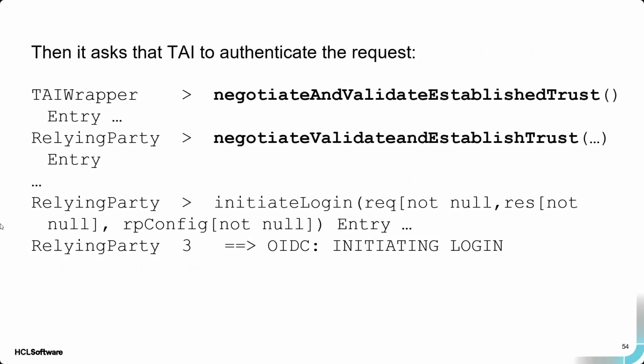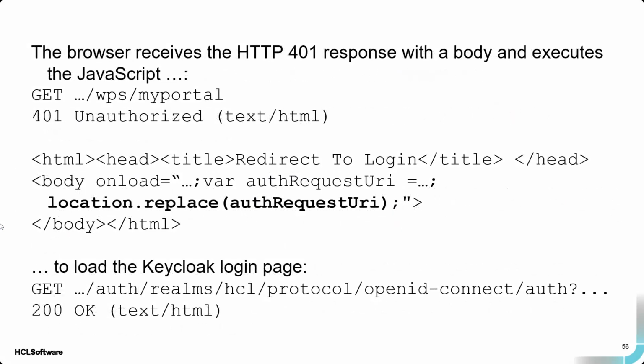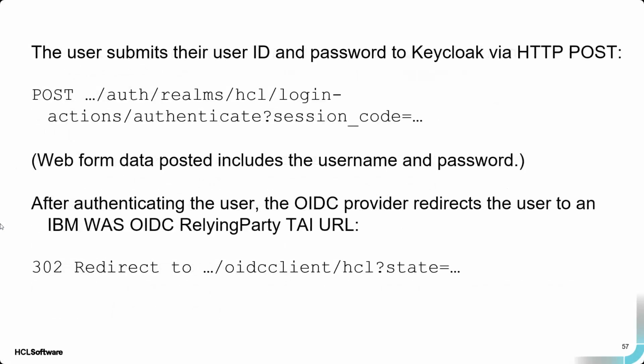Okay, and via the configuration for this TAI, it says, okay, well, I know where to send you. I know to send you to the identity provider's login screen, right? So it returns an HTTP 401 and actually uses JavaScript to do that replacement of the location. In other words, to send the browser to that login screen. And from there, you land on the login page. In this case, it is the Keycloak login page. And then you are posting credentials to that login page, right?